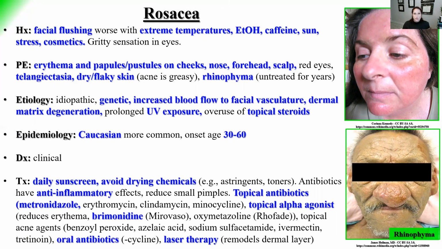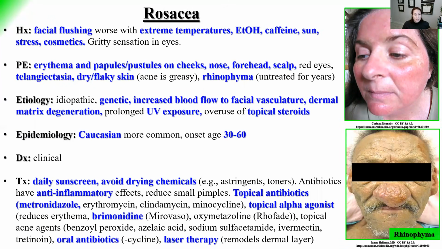This is when this condition has been untreated for years. They get this enlarged nose. You can see the pores much more easily. Rosacea is idiopathic. We know that there's a genetic component. We know that it causes increased blood flow to the facial vasculature. We think that it could be related to dermal matrix degeneration, prolonged UV exposure, or overuse of topical steroids. But as of now, besides all these theories, it's technically considered idiopathic.